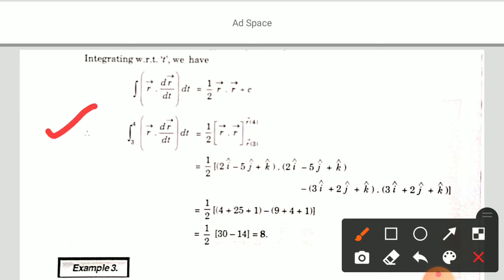Therefore the integration of r dot dr by dt, with limits 3 to 4, is equal to finding r dot r and putting in the upper limit and lower limit. The value is 8.